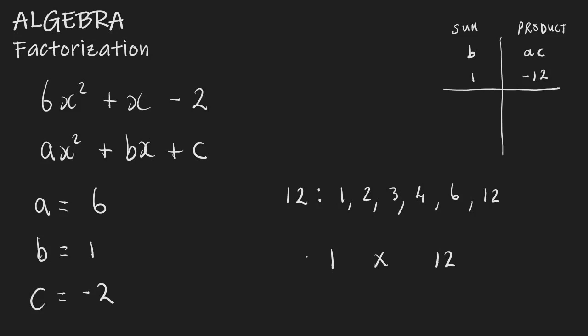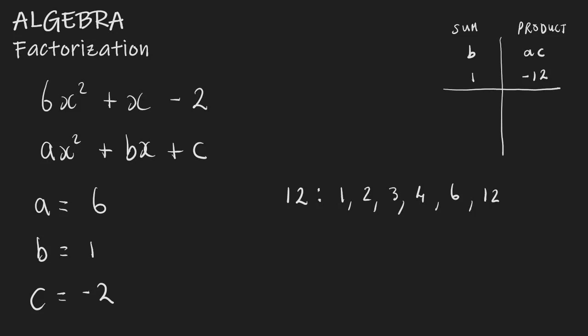So let's say we have negative 1. Negative 1 times 12 is equal to negative 12. But negative 1 plus 12 is equal to positive 11. This is not equal to b, so this factor pair will not work. Similarly, if 12 was negative, 1 times negative 12 is equal to negative 12, but 1 plus negative 12 is equal to negative 11. This is not b, so this factor pair will not work.